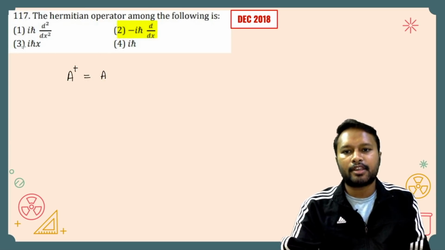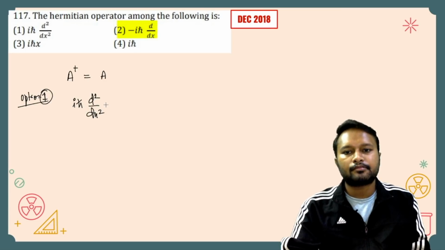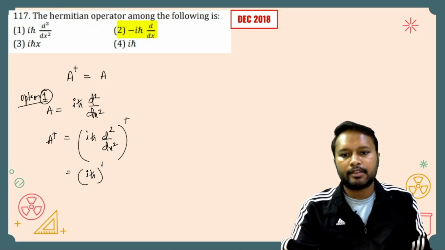So let's try to check it out. Let's see option 1 first of all. Option 1 is i h cross d2 by dx square. Let it be A. If I take A dagger, that means I take i h cross d2 by dx square, whole dagger. That means I will have i h cross complex conjugate, and d2 by dx square dagger.